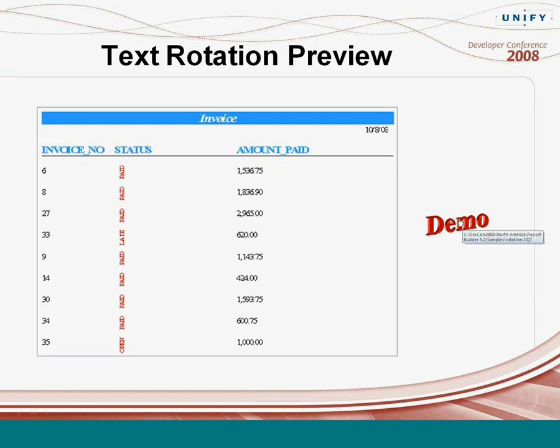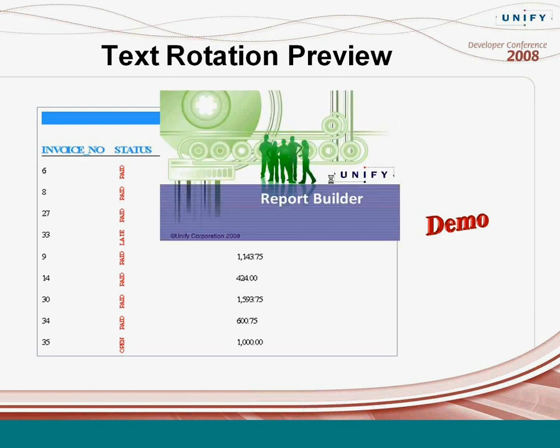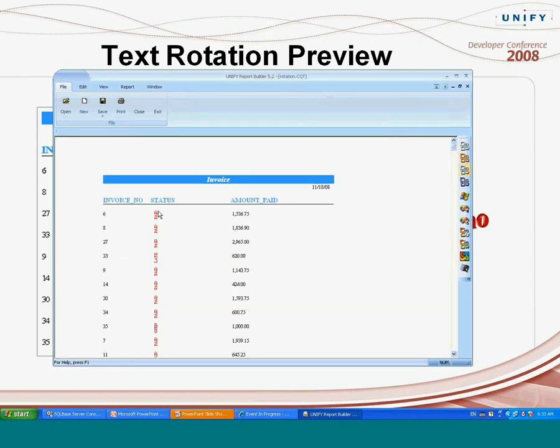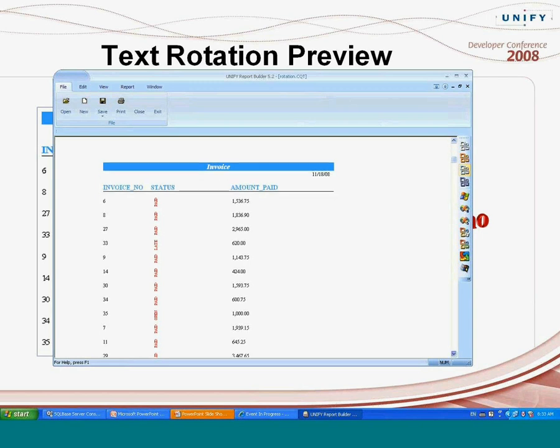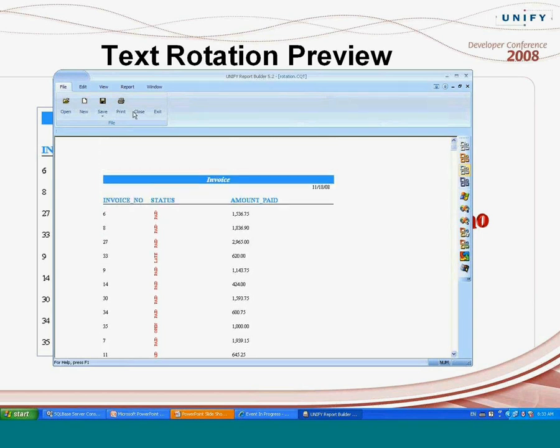So let's see how it works. I'll open Report Builder with a template that connects to my island database. So I'm opening here a CQT report, and as you can see, the text will show in a different direction. The text here under my status is showing in 90 degrees. So this is a property.